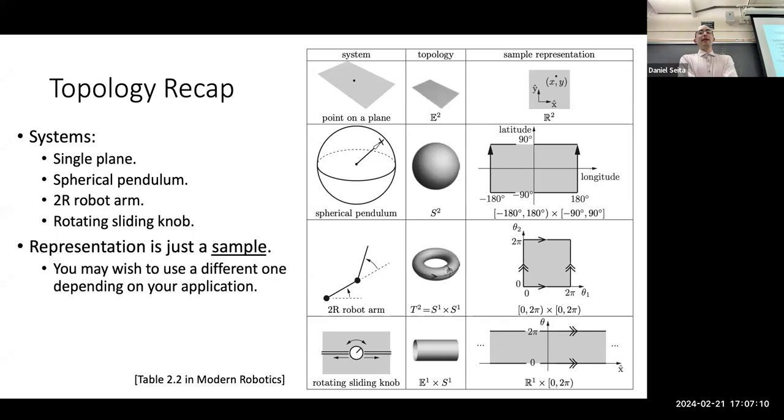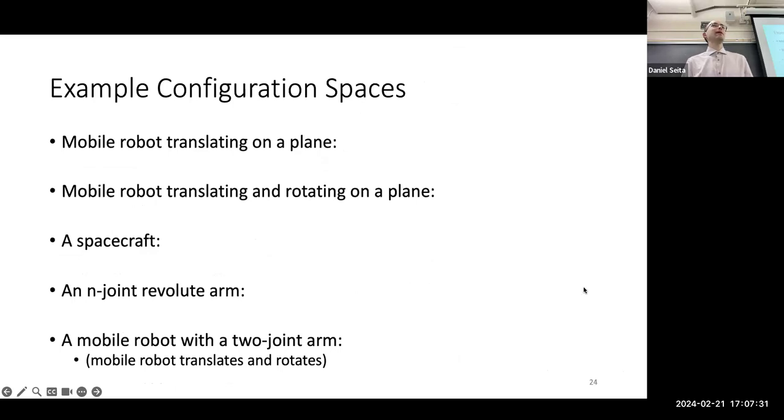All right, maybe we should get started. Any last minute questions about the topology recap? All right, let's look at some examples. What would be the way that you write out the configuration space of a mobile robot translating on a plane?